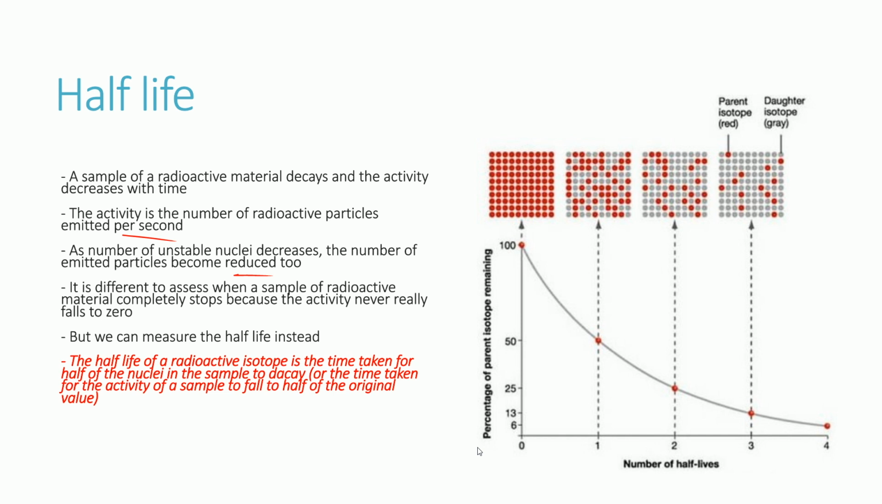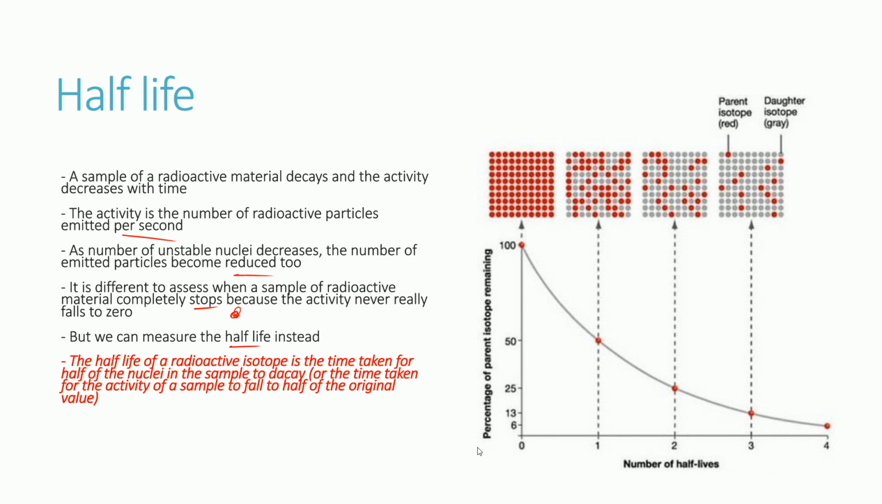But sometimes it's truly difficult to assess when the sample of a radioactive material completely stops at zero, because it really never does. The activity will still continue, it's just at a very slow rate. So instead of tracking when exactly it hits the zero point, which is difficult, what we can do is measure how long it takes for a sample of a radioactive isotope to halve its original activity. So the time taken for the activity of a sample to fall to half of the original value, and that is what half-life is.